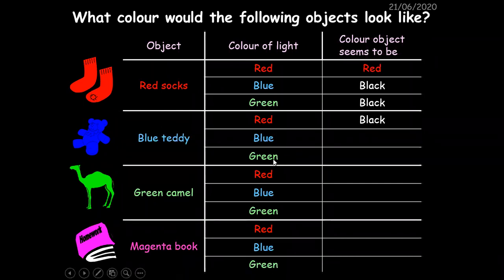Blue. Okay, good. Marco, if I have a blue teddy and green light on it, what color is it going to appear to be? A blue teddy and green light. Let's say I've got a blue teddy bear. Oh, it would be black.